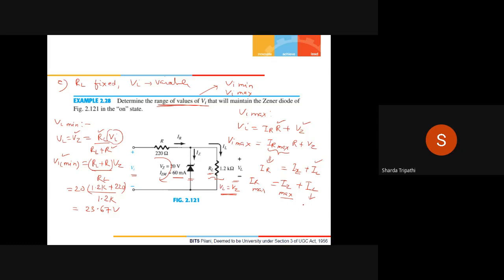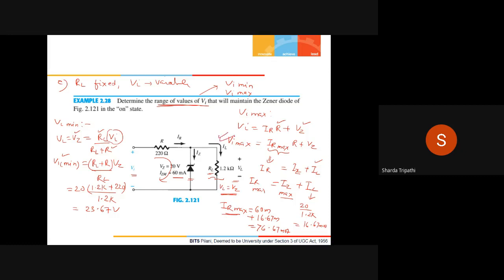And this will be equal to VL by RL. VL मेरा है 20 और RL है 1.2K. So this 20 divided by 1.2K is going to give you 16.67 milliamperes. And if you add this to 60 milliamperes, you will get the value of IR max as 60 milli plus 16.67 milli, that's equal to 76.67 milliamperes. So this is how I have IR max.